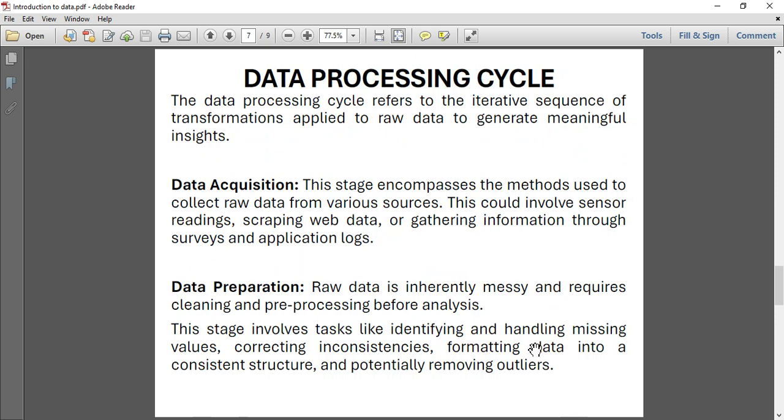Now let's look at the data processing cycle. Now, the data processing cycle refers to the iterative sequence of transformations applied to raw data to generate meaningful insight. What we are trying to say is it's a cycle, it doesn't end. Where you think it is ending, another process is starting. So the first one is data acquisition. This stage encompasses the methods used to collect raw data from various sources.